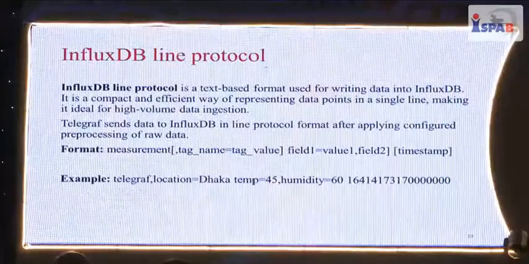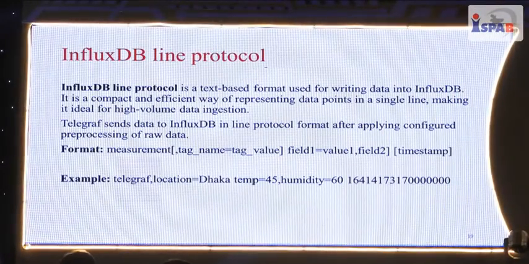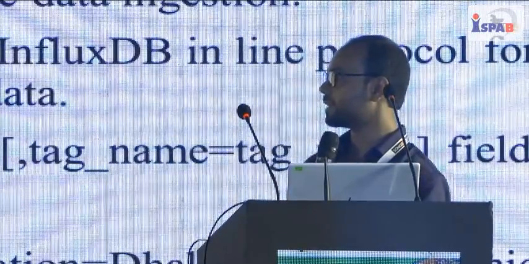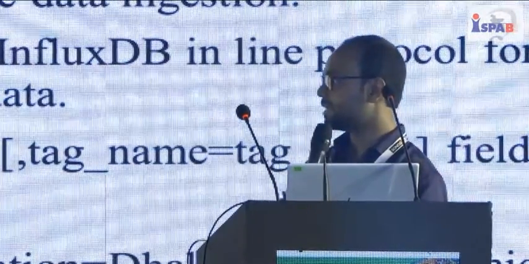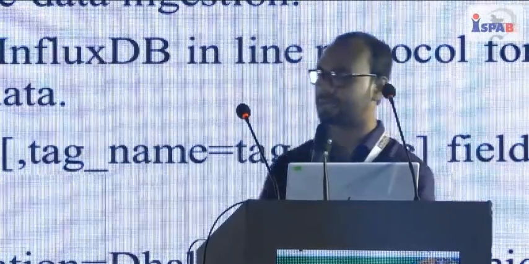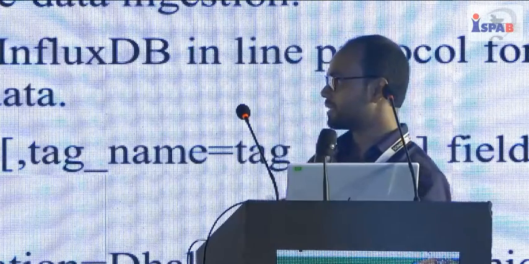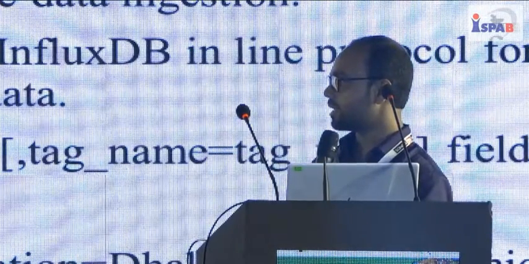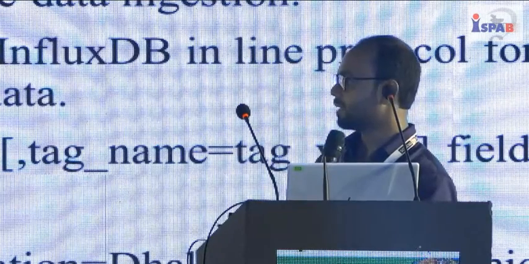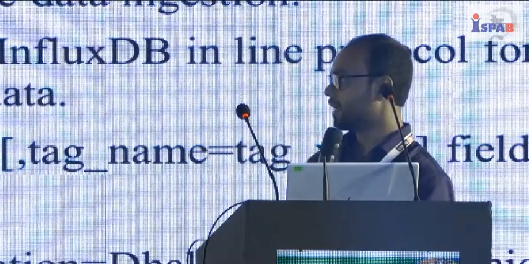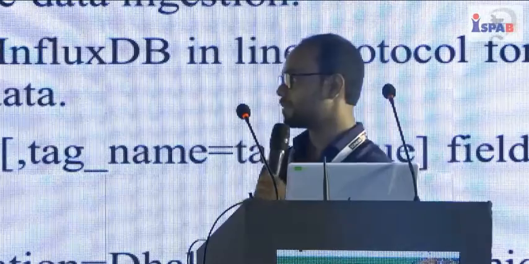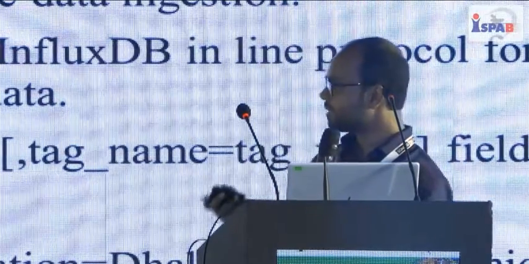And InfluxDB accepts data in a special protocol named the InfluxDB line protocol. Here the format starts with the measurement name, separated by a comma from the tag names, then a space, and then the field names separated by commas, and finally the timestamp of that particular time. Here we can see in the example that our Telegraf measurement has a tag named location, which is Dhaka, and we are specifying temperature and humidity values as field values, and then finally a timestamp.